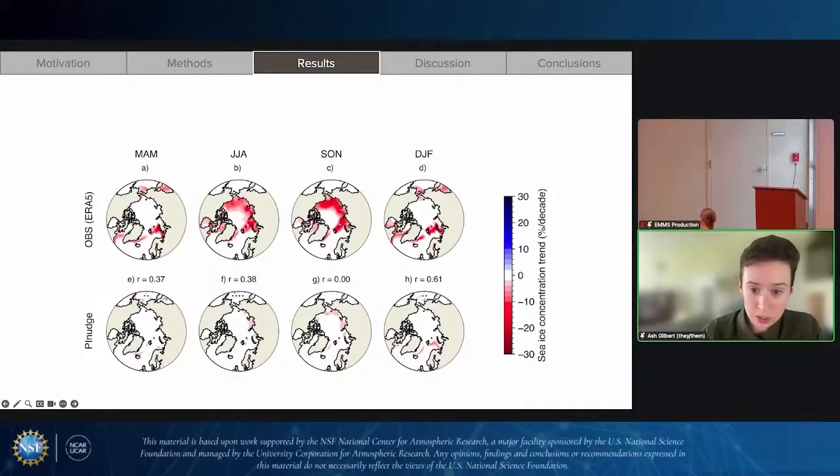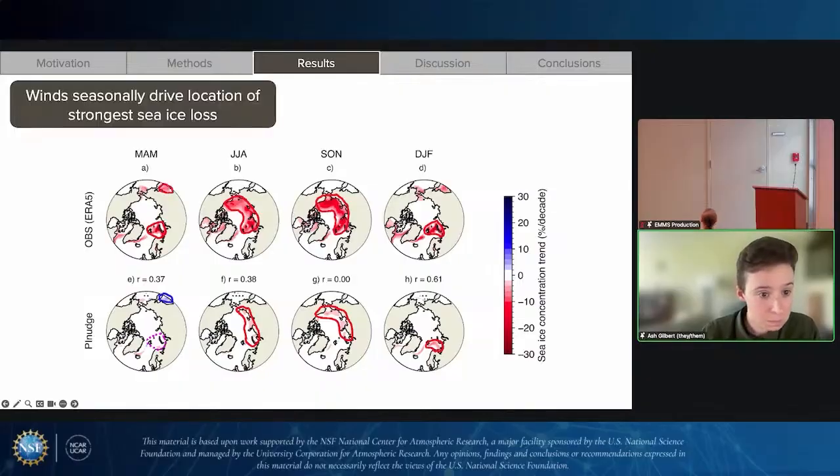And PI nudge and observations do have their strongest sea ice loss trends in the same location for at least JJA, SON, and DJF, but not for March, April, May, because you can see in the Barents Sea, we have a lot of sea ice loss in the observations, but almost nothing in PI nudge. Some additional discrepancies include the Sea of Okhotsk for March, April, May, and the Bering Sea for both March, April, May, and DJF.